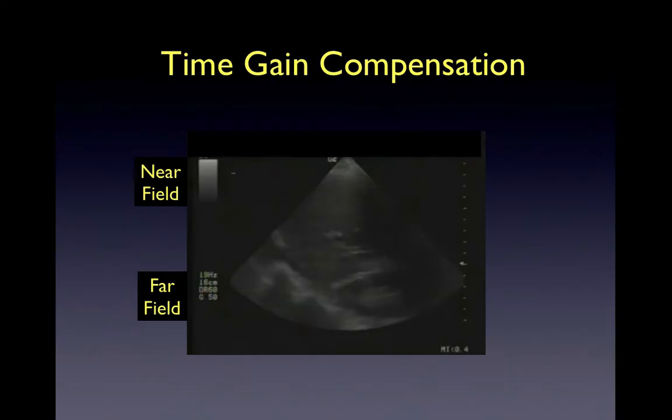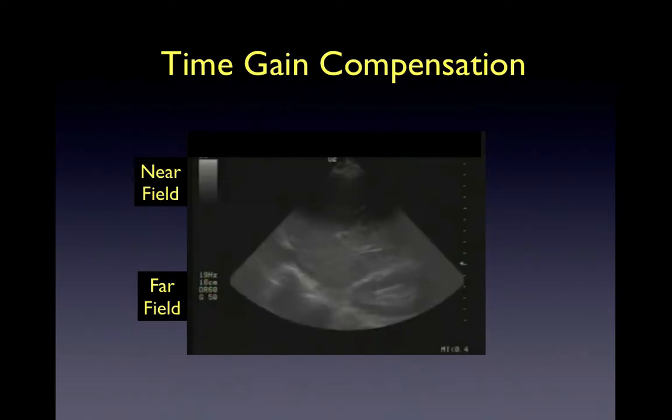Here you can see that the operator is adjusting the near field, making it brighter, and now you can see that the operator is adjusting the far field, making it brighter. The goal is to have a nice symmetric image on the screen.